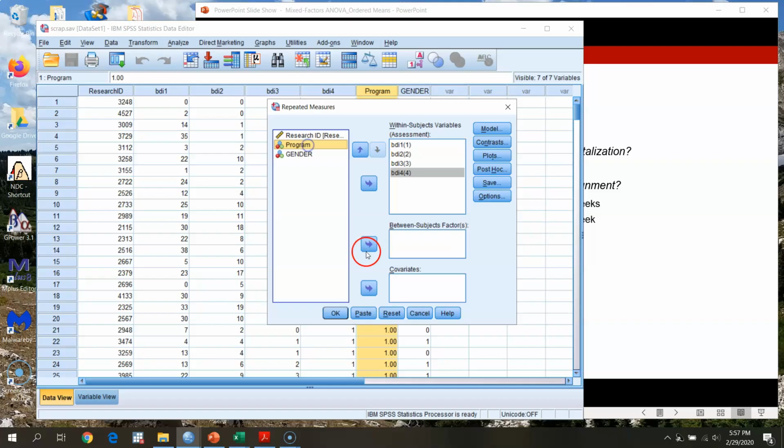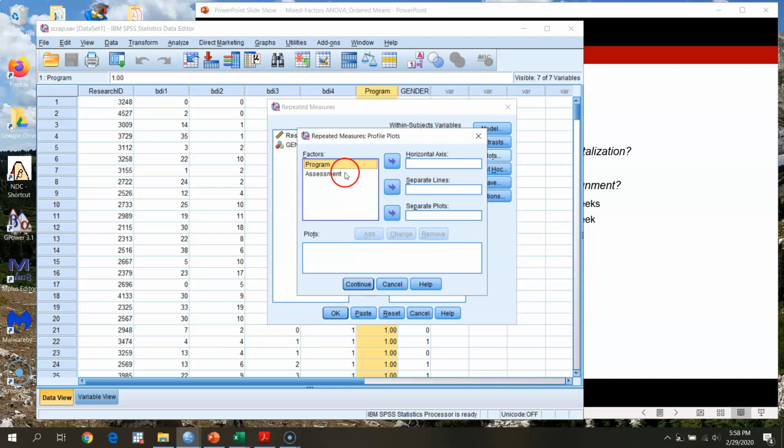Then I'm going to take our program, and that's going to be our between subjects factor. This is our difference groups, and this is going to be our between for our interaction here, so we don't have to worry about that. We can go to Plots, and I want program as separate lines, my grouping factor as separate lines, and assessment on my horizontal axis. I'm going to hit Add. I don't like SPSS's graphs, but this will just give us something to look at. We're going to hit Continue here.